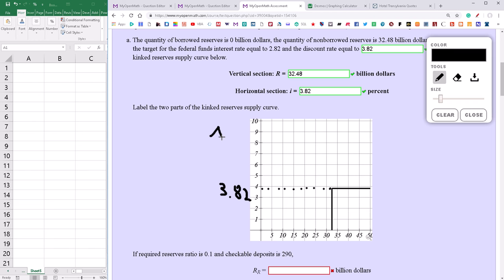And this price of reserves is the federal funds rate, the federal funds interest rate. And the quantity of reserves is just denoted R, and this would be called the supply of reserves. Okay, and that's how you'd label it. And this value here would be the 32.48, halfway between 30 and 35. Okay, so that's the supply of reserves.